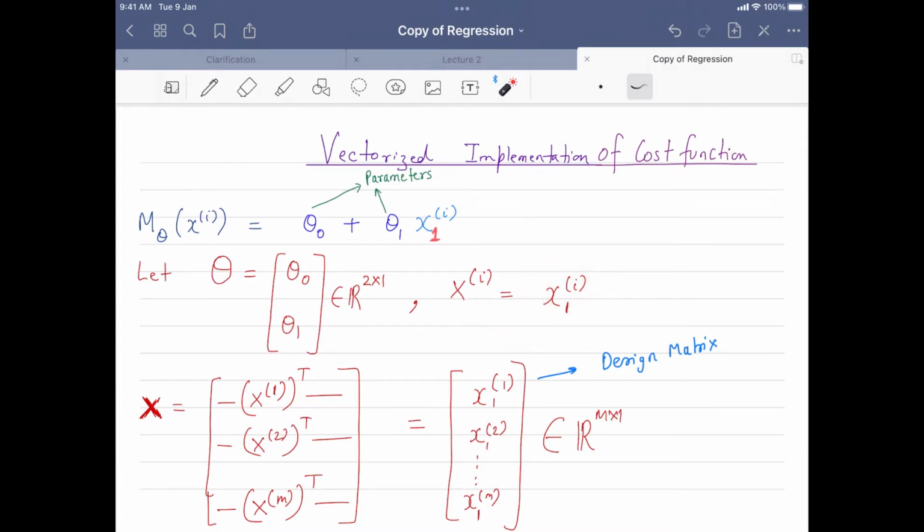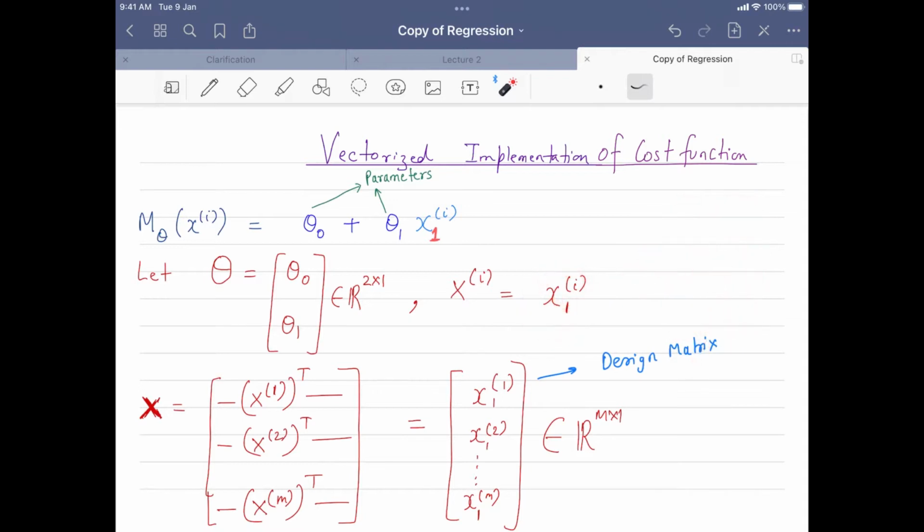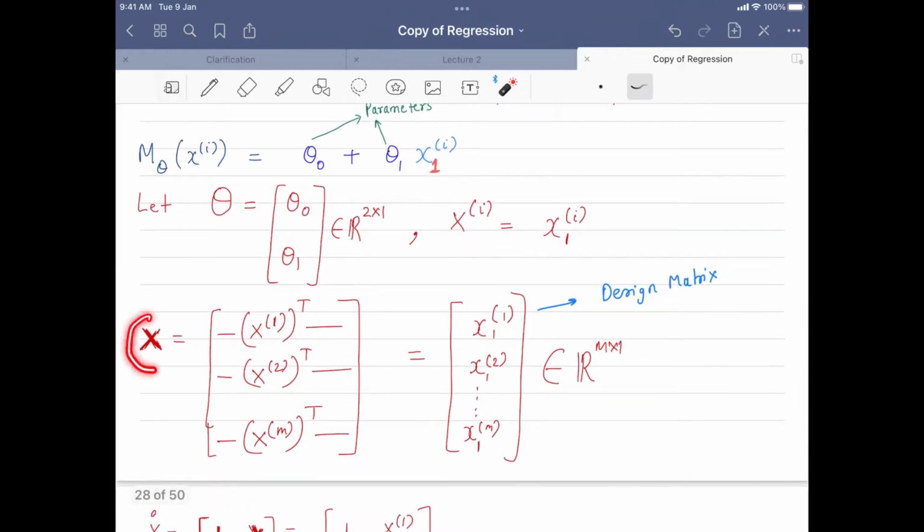Later we will see that when the features increase, this x1i, which is right now a single element, will be replaced by a vector like xi1, xi2. We will see that. Right now, because it's a single feature, it is represented by a single element of this vector. Now we will define a bold x, which is written over here. You can see I have written it in bold format. This is nothing but the transpose of the vector that you are defining over here.